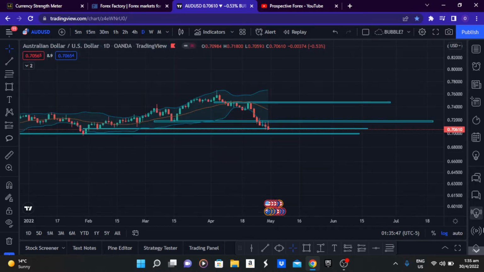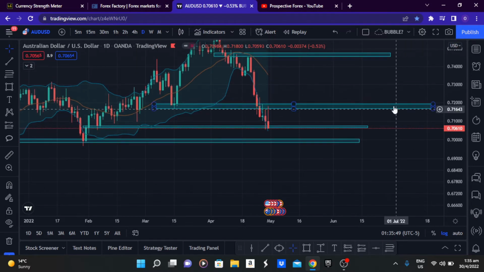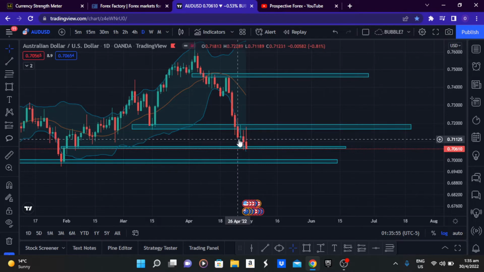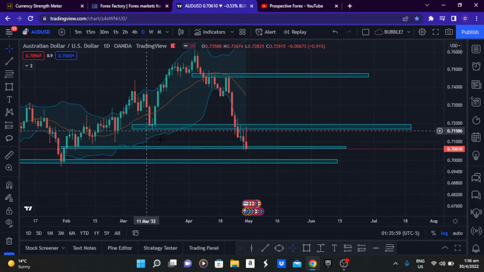All right, so just to simplify what happened today, let me just confirm. All right, so this was on the 26th. We can see where price broke below this support right here.